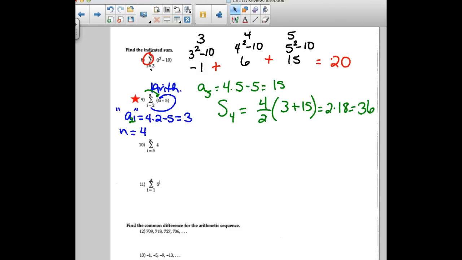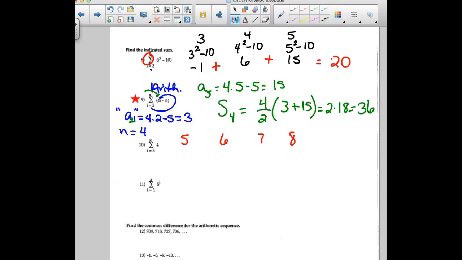All right, question 10. This one is not arithmetic or geometric again, so we are going to have to go ahead and find all of the terms. It says to start with a 5 and end with an 8. So we need term 5, 6, 7, and 8.